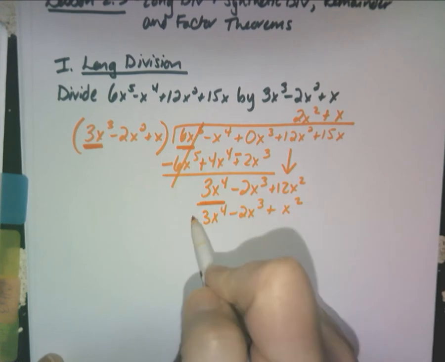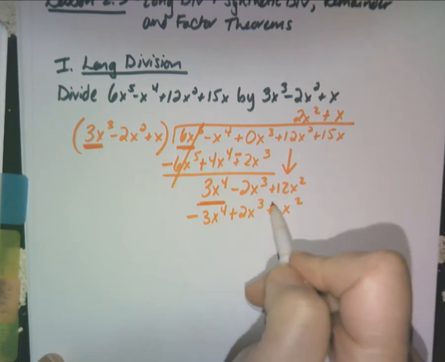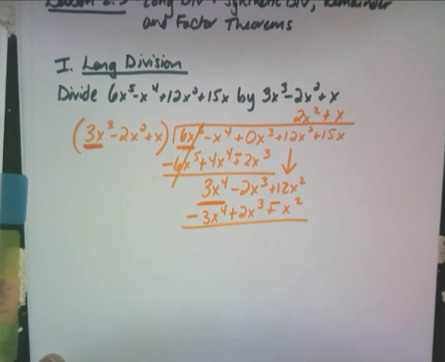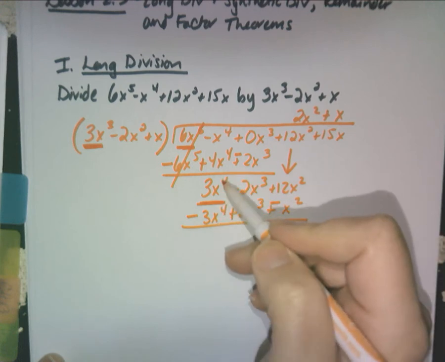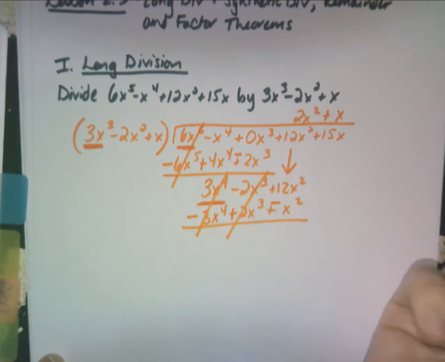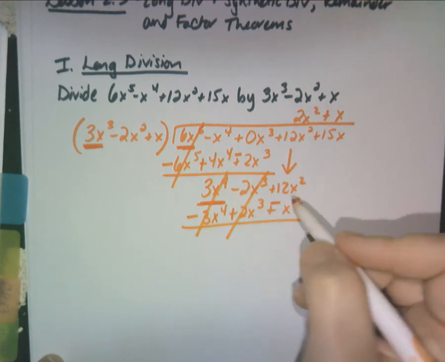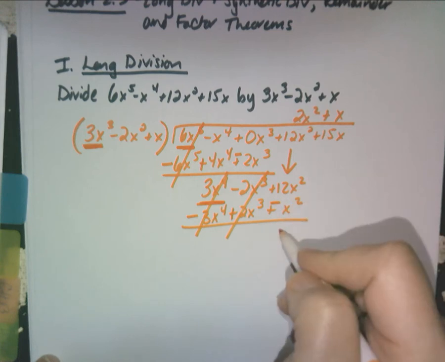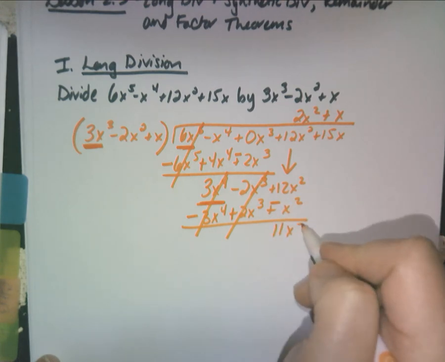And then you change the signs. Change a sign, change a sign, change a sign. And let's see what we got. Well, that goes away. Well, that goes away. That's okay. Things can go away. 12x squared minus x squared is what? 11x squared. Drop down.